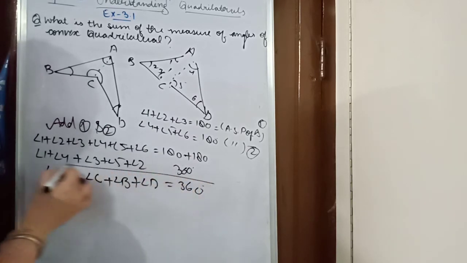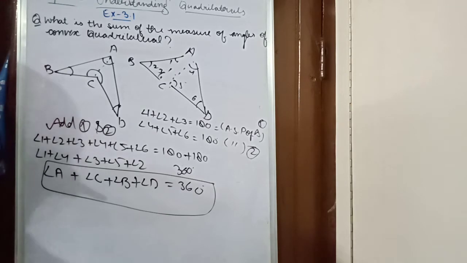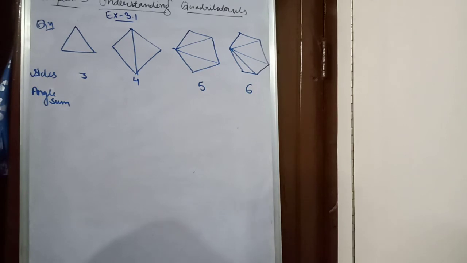So yes, this property holds for a non-convex quadrilateral also. Okay, the angle sum property of all quadrilaterals is 360 degrees. The sum of the measures of the angles of a quadrilateral is 360. I hope it is clear to you all. Yes, students, now come to question number 4.